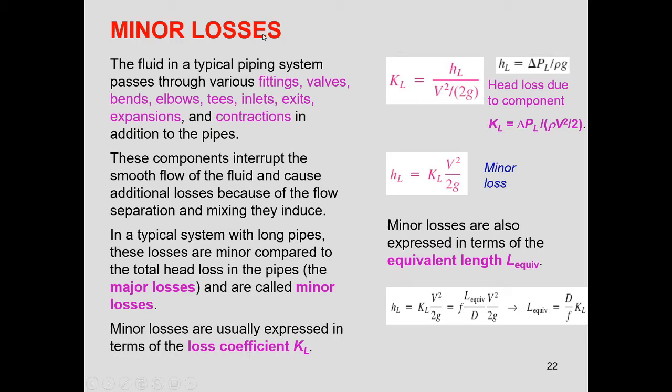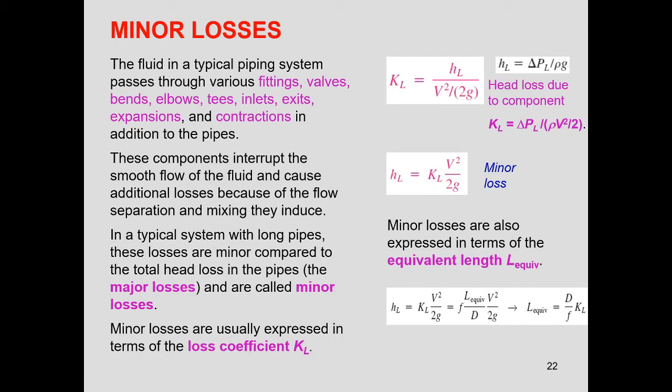The fluid in a typical piping system passes through various fittings, valves, bends, elbows, tees, inlets, exits, and expansions and contractions, in addition to the pipe. These components interrupt the smooth flow of the fluid and cause additional losses because of flow separation and mixing. In a typical system with a long pipe, these losses are minor compared to the total head loss of the pipe, which is the major losses that you have learned how to calculate before.